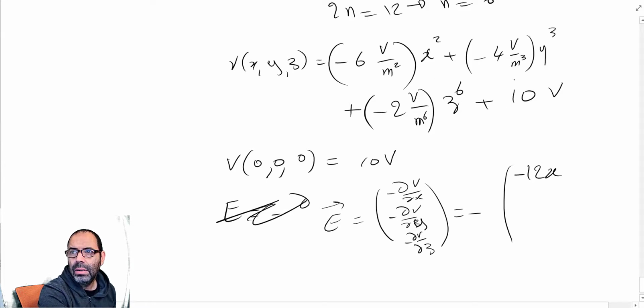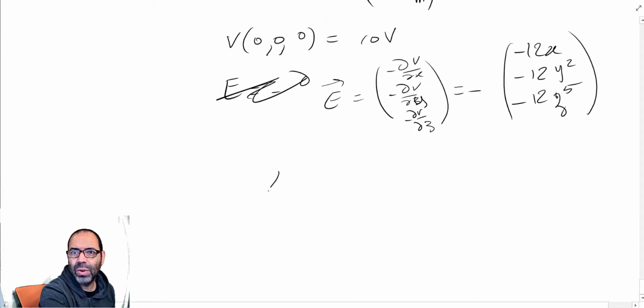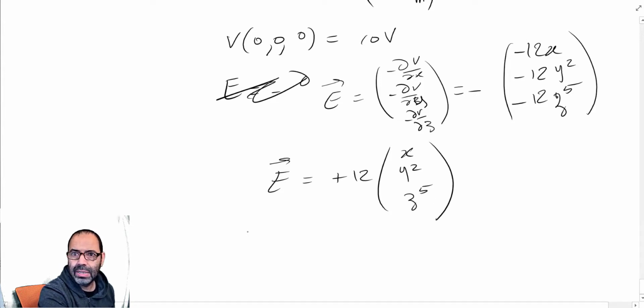Minus 3 times 4, that's 12 also, minus 12 y squared. And again, 6 times 2, that's a negative 12 also, z to the power 5. So the electric field in general is going to have that nice 12 in it. It's going to be a positive 12 times x times y squared times z to the power 5. They want to find E at 0, 0, 0. If you sub in 0 everywhere, it's going to be 0.